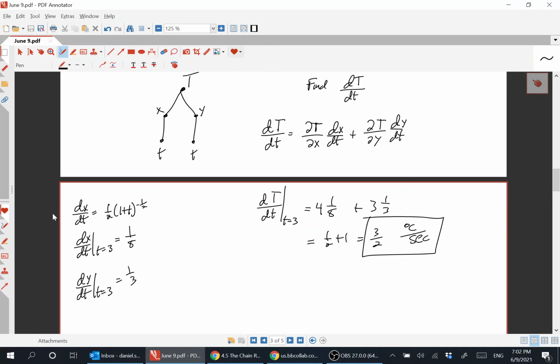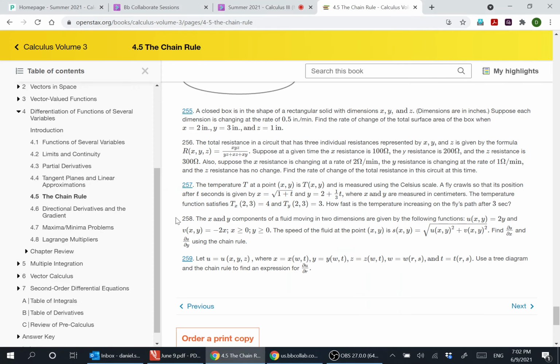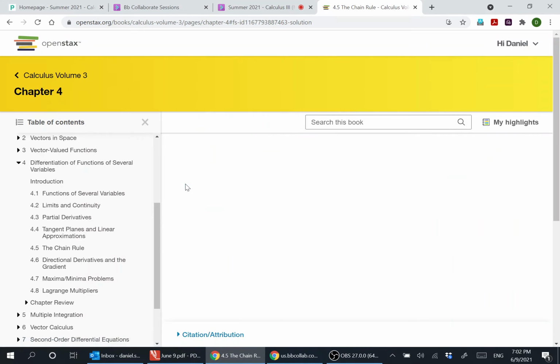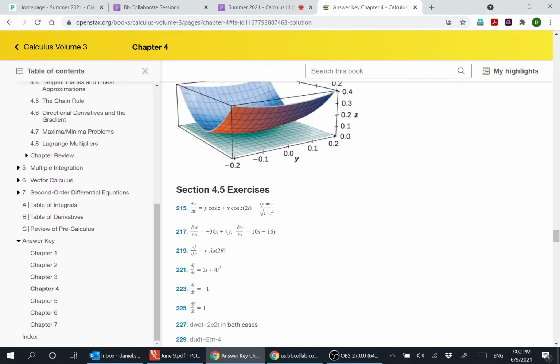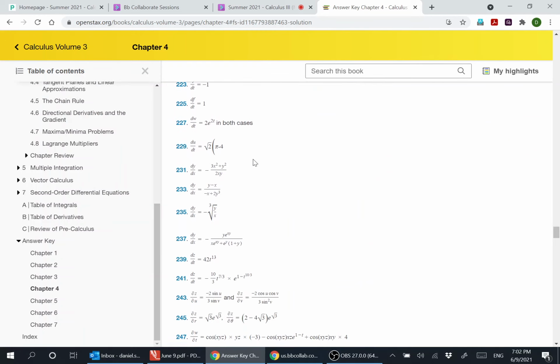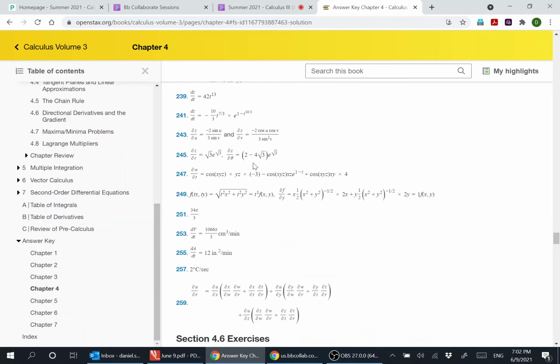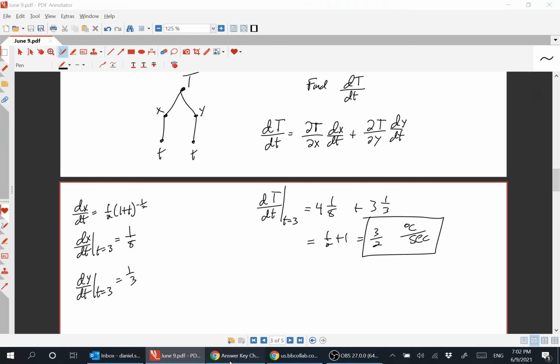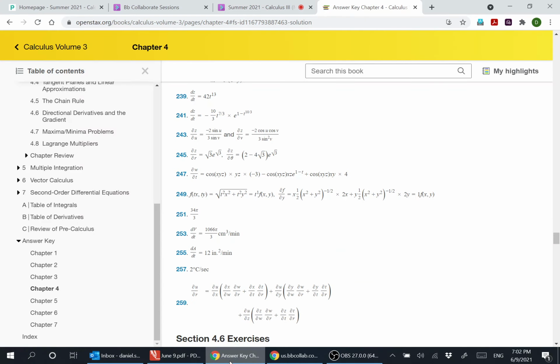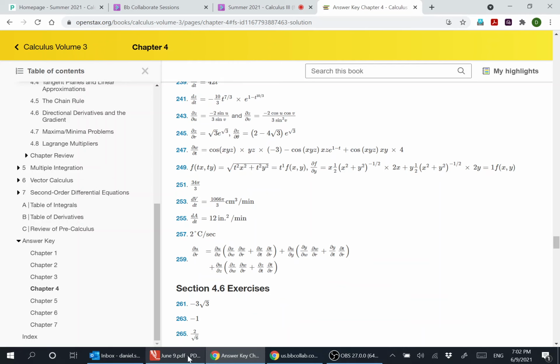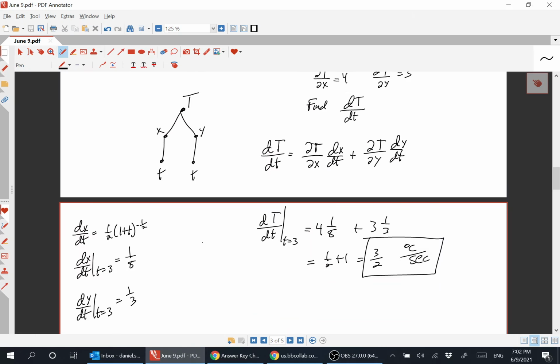So, that's an odd numbered problem, so you can give that a quick check in the back of the book, 257. Two degrees Celsius per second. Whoops, 3/2. Where'd they get 2? 2 degrees Celsius per second.